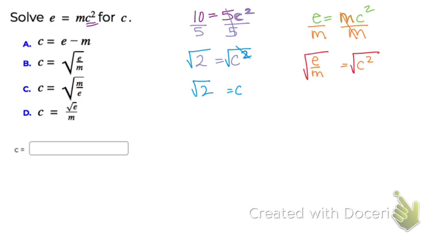Now we can undo that squaring by taking the square root. And when we take the square root of both sides, that square root cancels out the square because they are opposite operations, they are inverses. Now notice that I took the square root of the entire left side. So that square root symbol needs to be over the numerator, the e, and the denominator. And so the answer would be B.